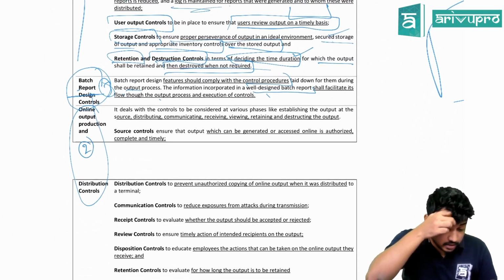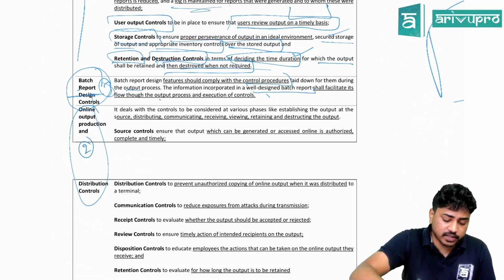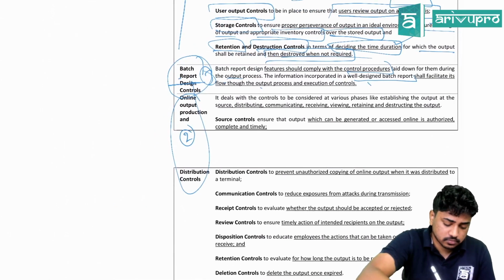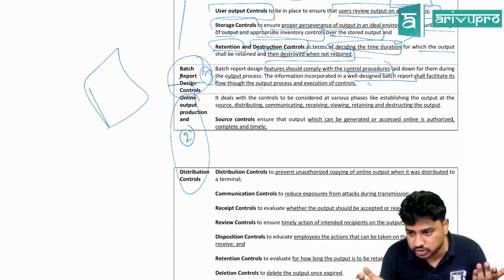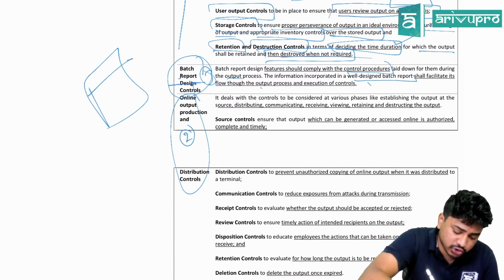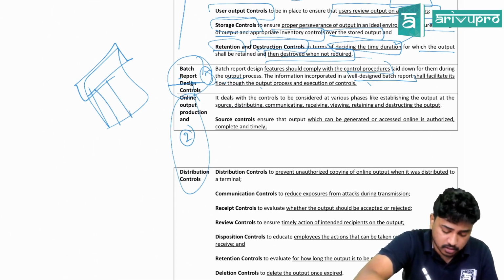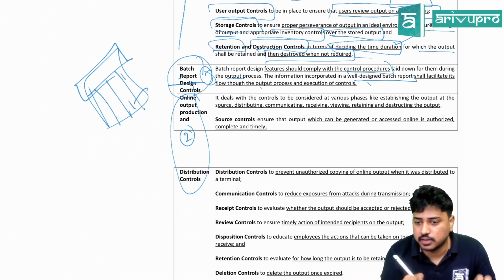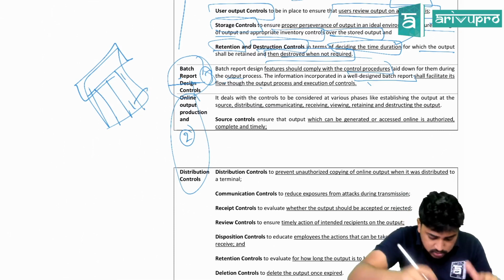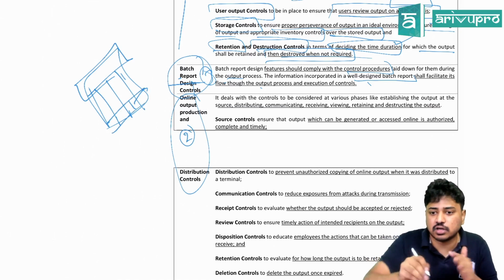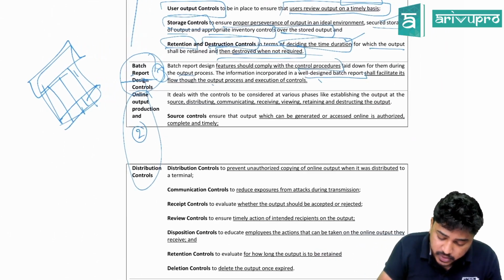Batch report design. You will be designing how to create the batch. There will be a mechanism for how you create the batch. You'll design how your batch report should come. The name at the top, the sales report should come here, the total should come here. There should be a design for it. Have a proper design, have controls in such a way that leakage does not happen. That is what batch report design control means.